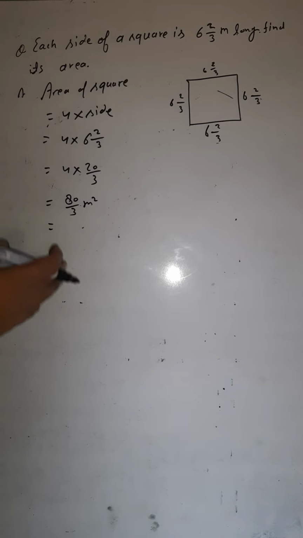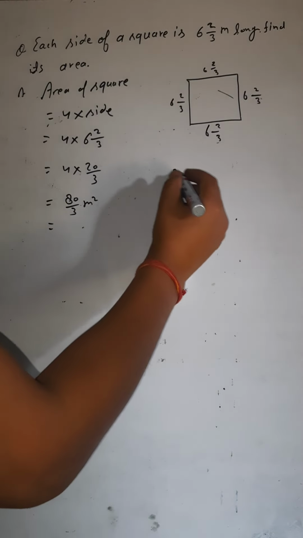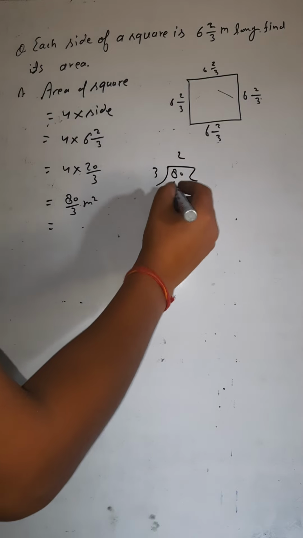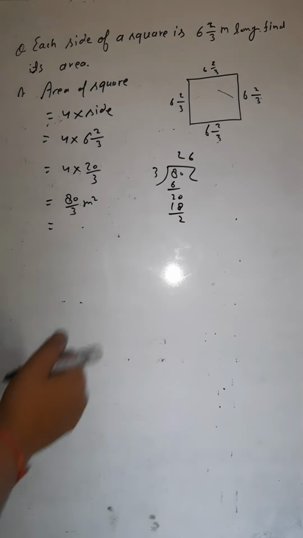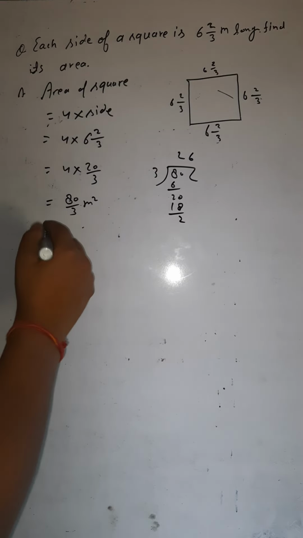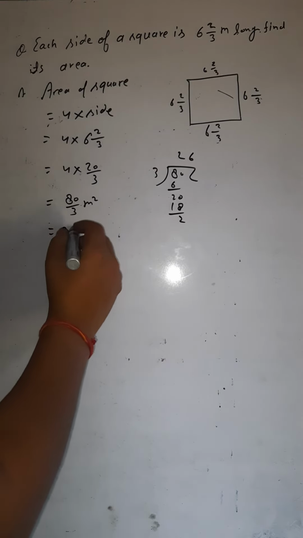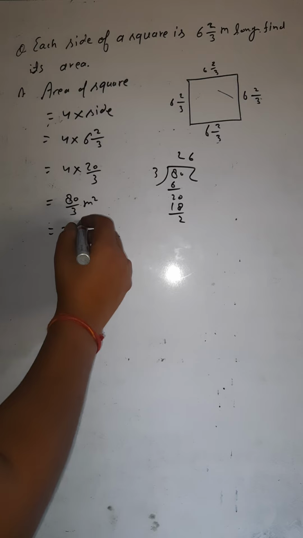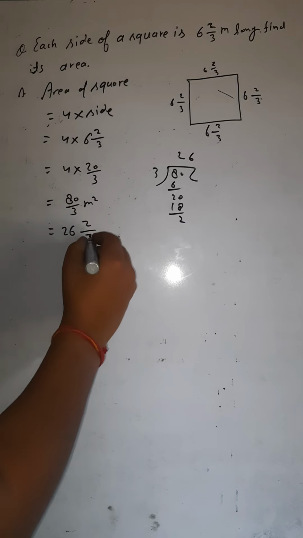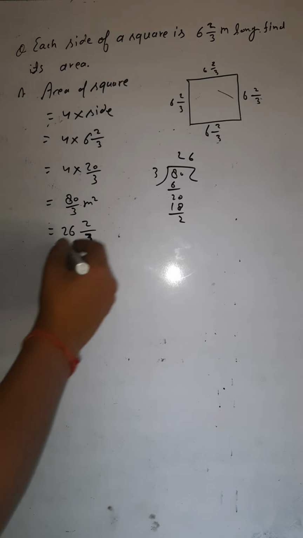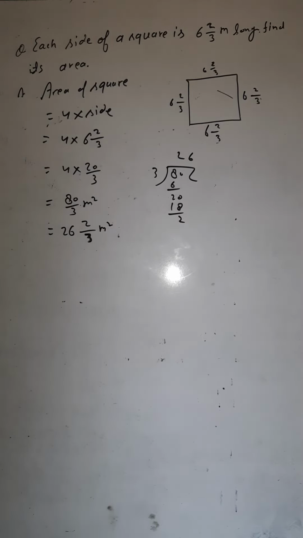If you want to change into mixed fraction, you can divide this 80 by 3. 3 twos are 6, 20, 3 sixes are 18, 2 left there. So 26 times it is going. 26 times. What is the remainder? That you will write up, and you are dividing by 3, that you would write downside. So the answer is 26 whole 2 by 3 square meter would be the area of the square. Are you getting this? Just note it down.